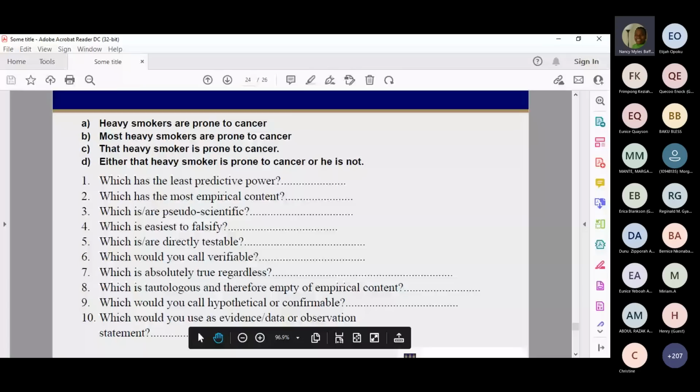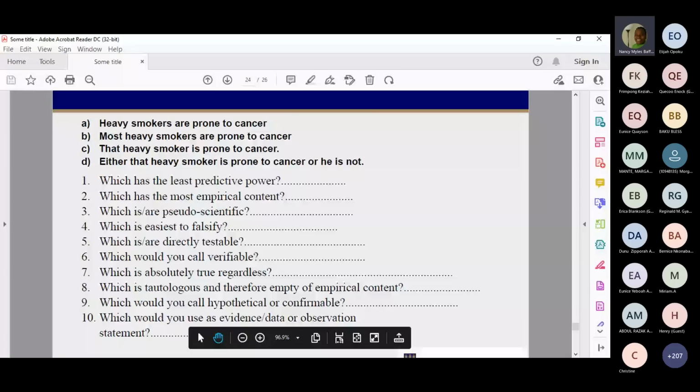So verifiable means it has a finite reference class. Please keep it muted. Most of you got it correct, but I had 1 or 2 wrong answers, so let me help you out. Which would you call verifiable? I didn't start with question 1. I started with question 6. And so for the verifiable one, we'll pick C. It's C that has a finite reference class.